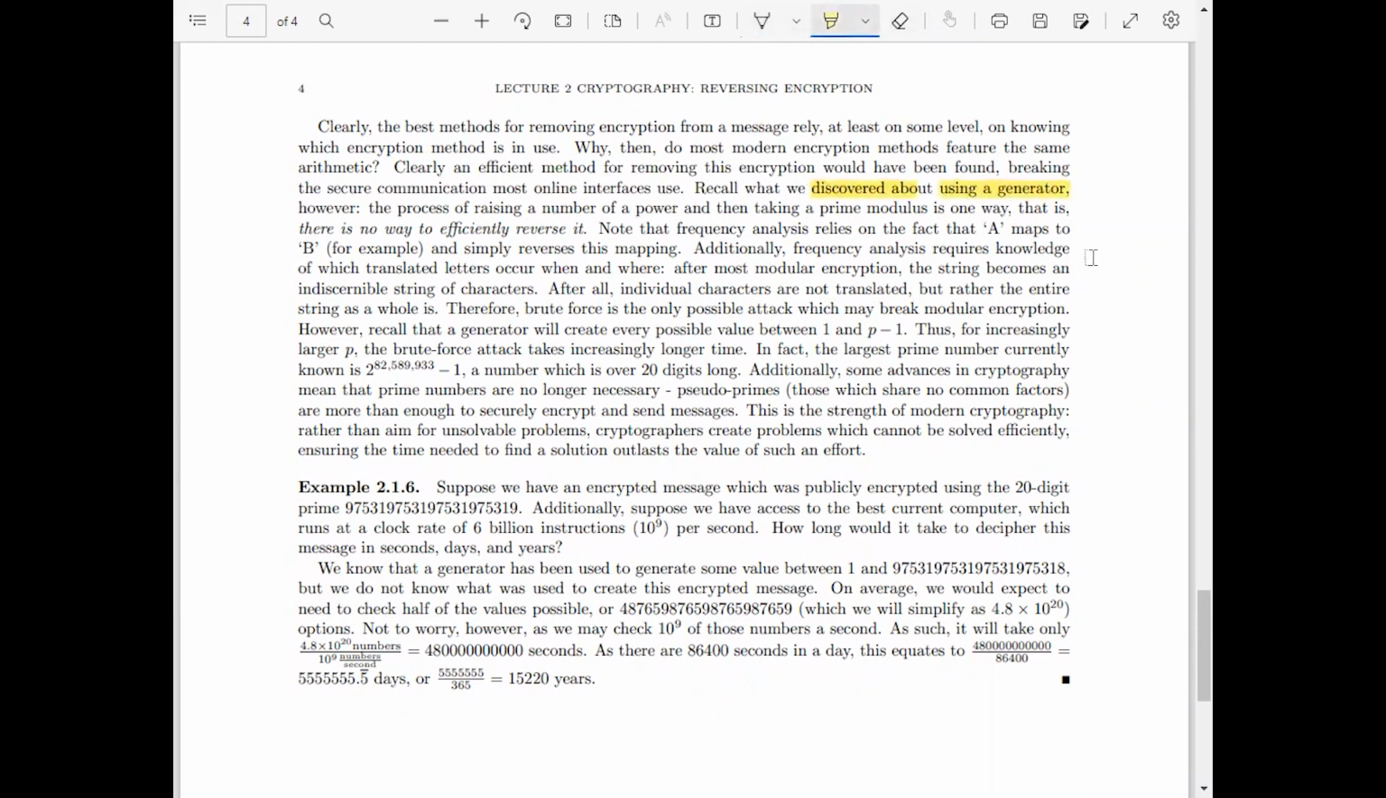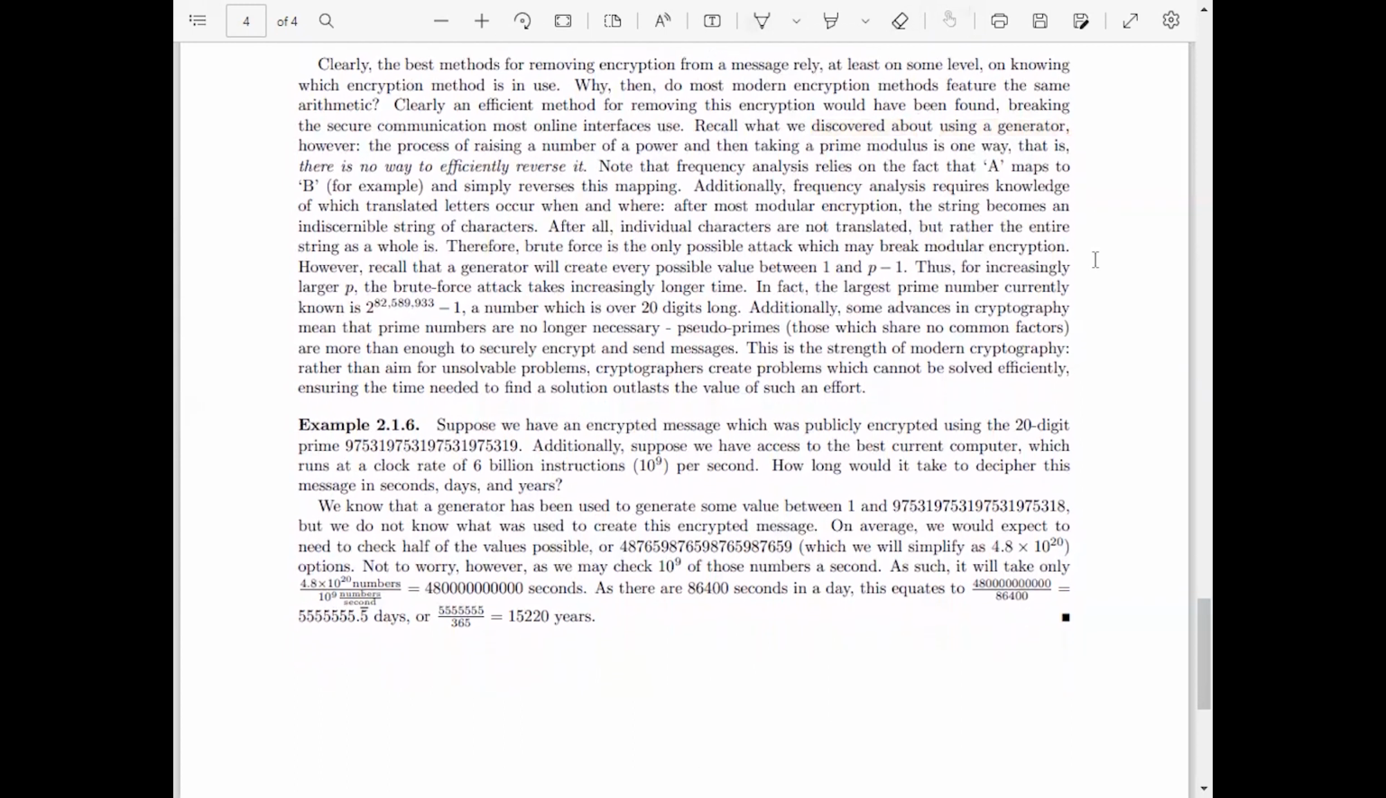Remember what we discovered about using a generator. Raising a number to a power and then taking a prime modulus is a one-way function. There is no efficient reversal of that process. So it doesn't matter how long you have. It's simply not going to ever be the case that it is easy to quickly and efficiently determine what resulted in the final message, unless you have the know-how that you would need in order to remove that encryption.